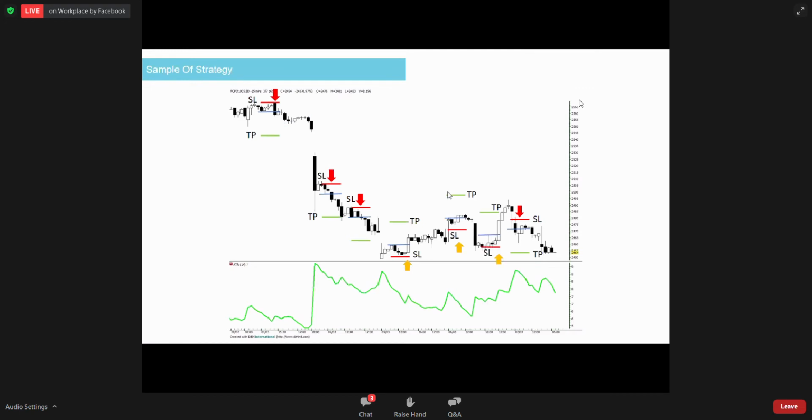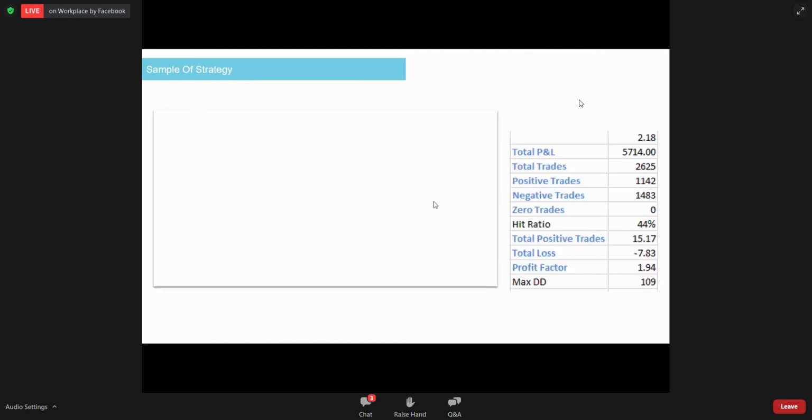You have multiple buys and sells there. Then this is the result. I put the result in a table for those 4 years. In the first session we talked about this, so let's read it again. We have a total P&L of 5,700 points. You need to multiply by 25, which means across the 4 years, all the trades give us 125,000 of profit. It's not net profit, it's gross profit. The total trades are 2,600 and the winning ratio is 44%.